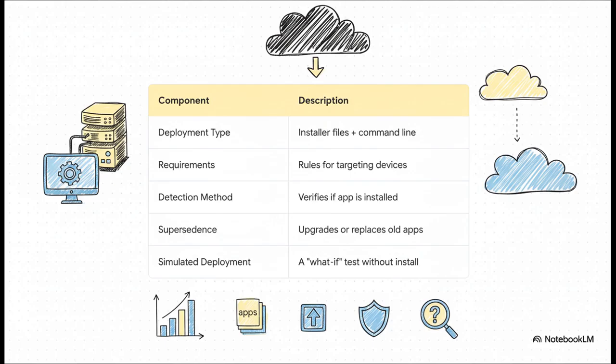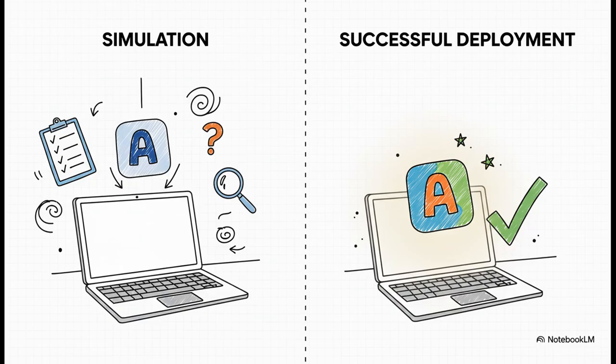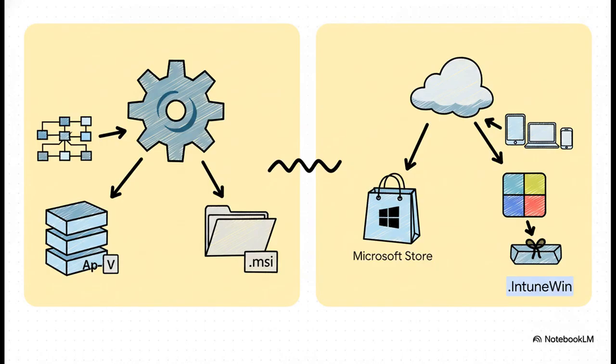It is incredibly powerful. And I have to call out that simulated deployment feature again, seriously. The ability to do a dry run, a what-if test of a complex deployment without actually installing anything on a user's machine, that's a huge deal. It's a total lifesaver for catching problems early and a big reason why Config Manager is still king in complex environments. So when you put them head-to-head, where do they really shine?